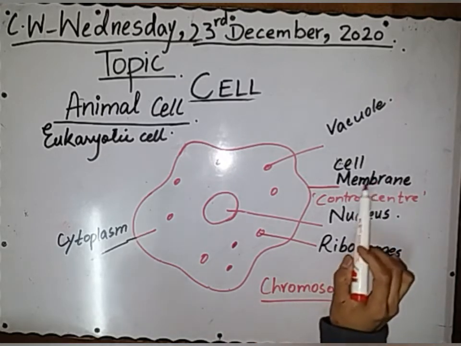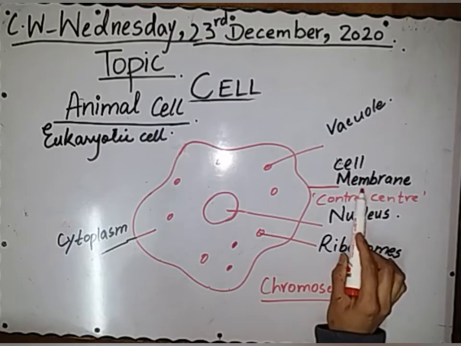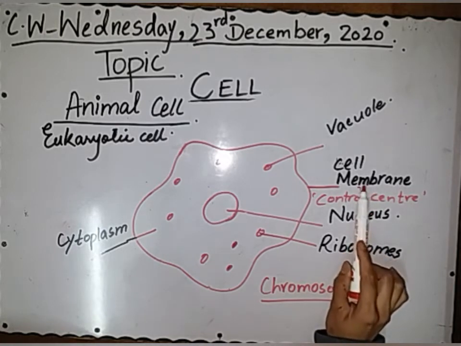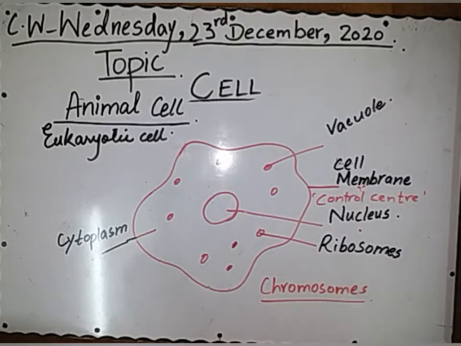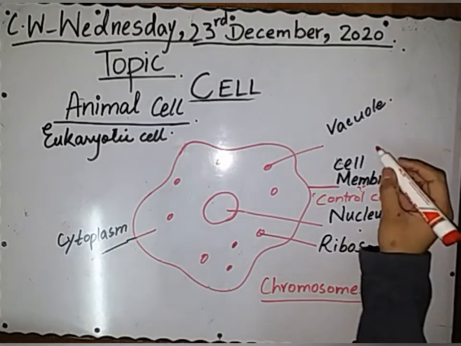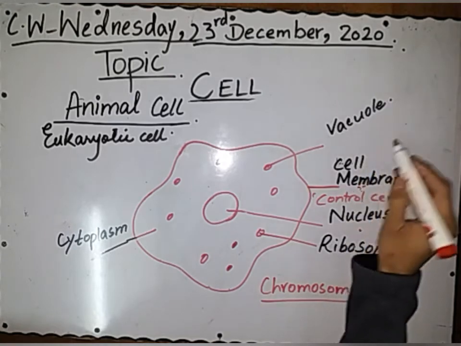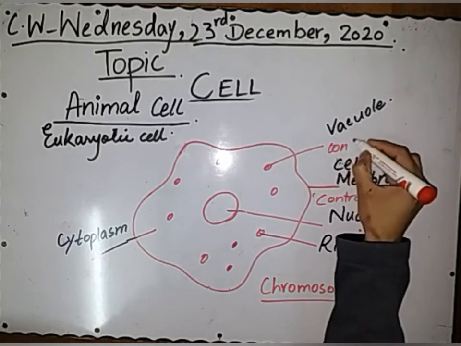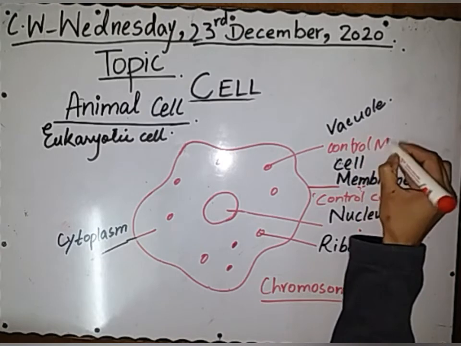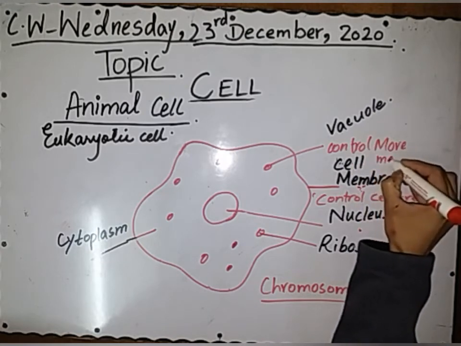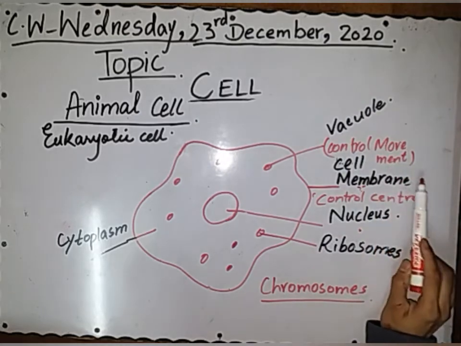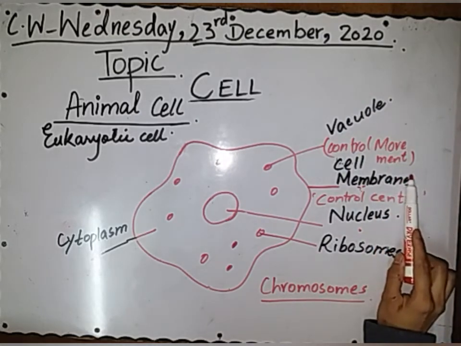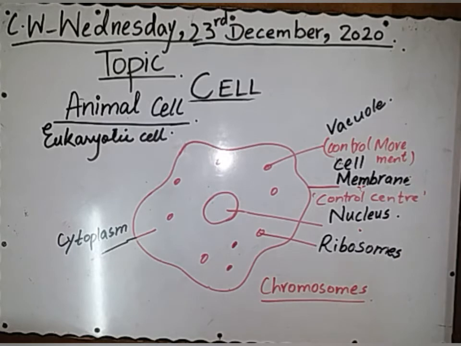Next structure is known as cell membrane. Student, cell membrane is the thin, partially permeable layer which controls all the movement of materials in and out of the cell. So we will say cell membrane controls movement. Being partially permeable, it allows only certain materials to pass through it but not others.